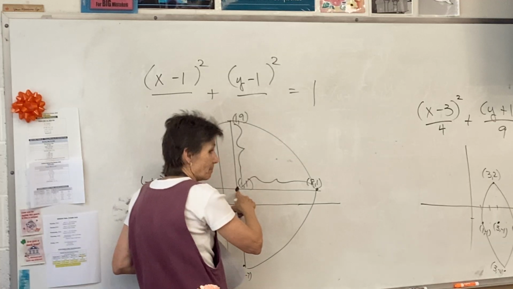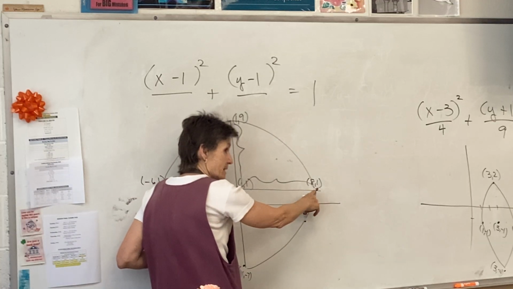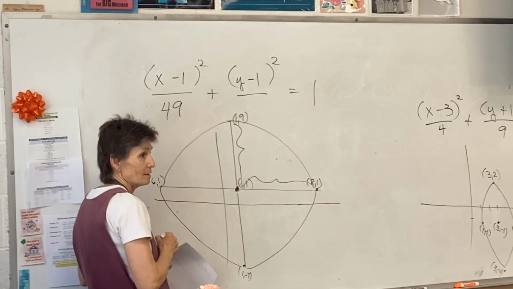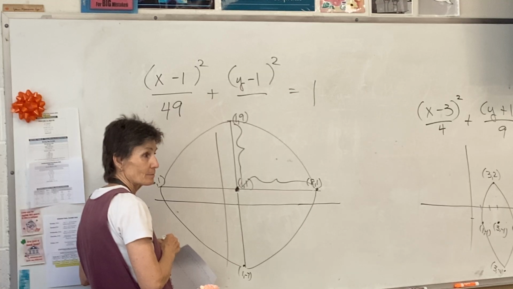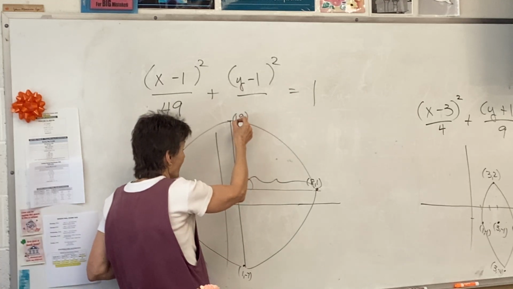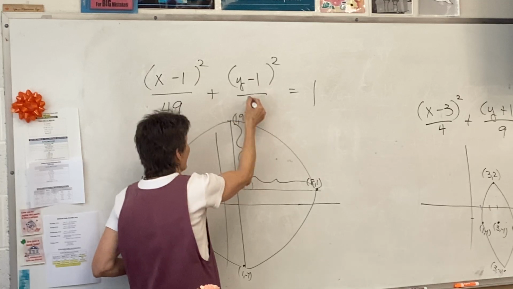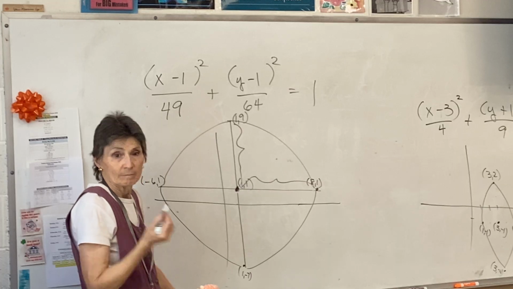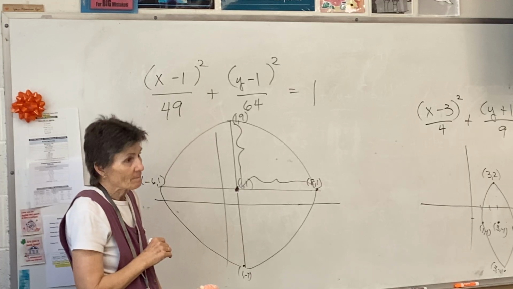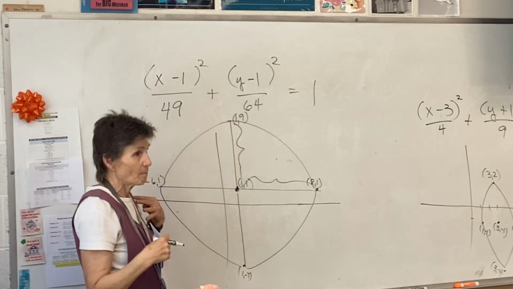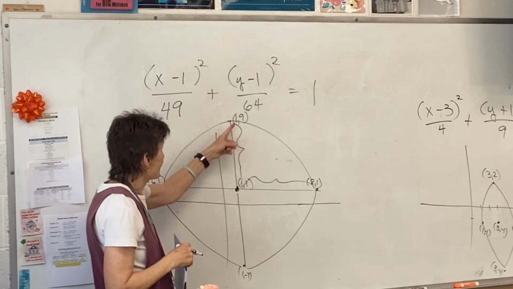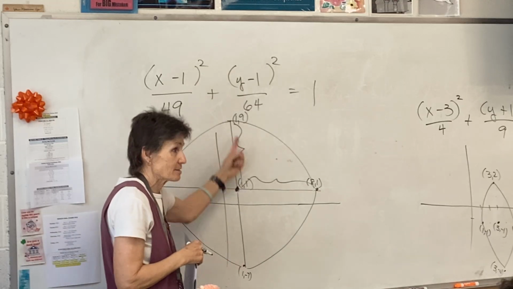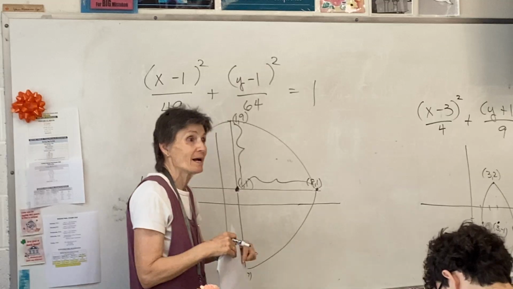Square. So in this direction, horizontally, I went 7, so under x is going to be 49. And vertically, I went 8, so under y is going to be 64. Easy peasy. You can't tell it from my picture at all, but this axis is longer, right? That's called the major axis, the long one, and this one would be the minor axis.